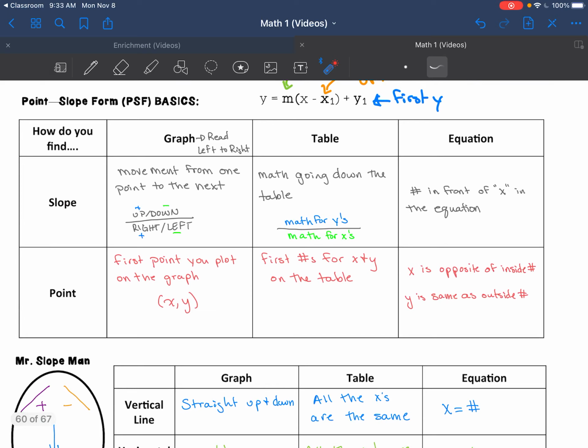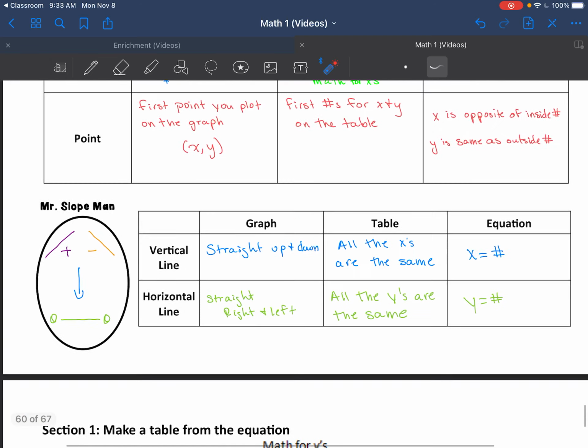However, to find the point on a graph, it's the first point you plot on the graph, which is x comma y. The table is the first numbers for x and y on the table, and then for the point on the equation, x is the opposite of the inside number, and then y is the same as the outside number.